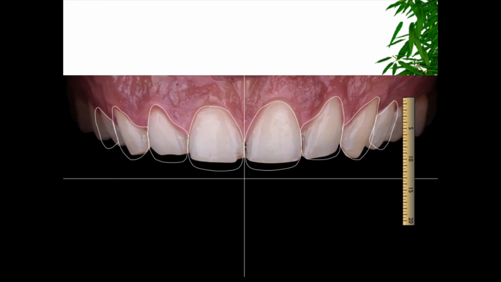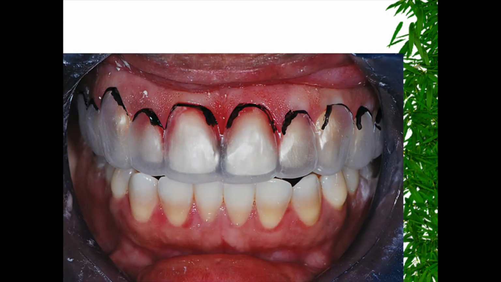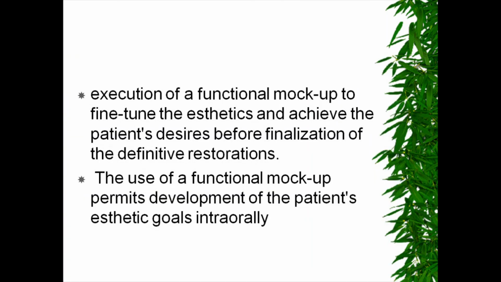So a reversible mock-up is done, and there are various advantages of doing this. Execution of a functional mock-up is used to fine-tune the aesthetics and achieve the patient's desire before finalization of the definitive restoration. The use of a functional mock-up permits development of the patient's aesthetic goal intraorally.